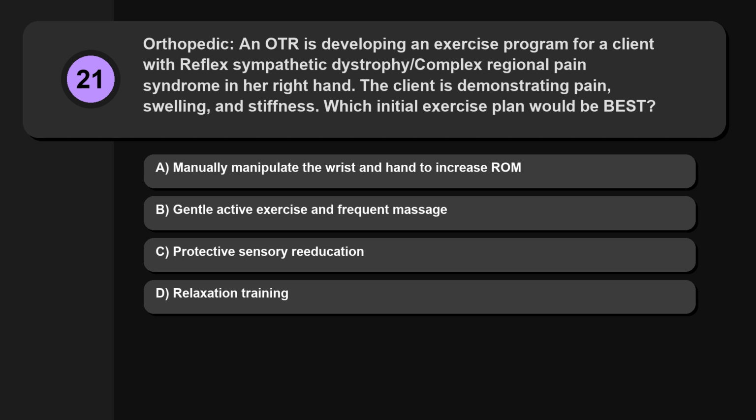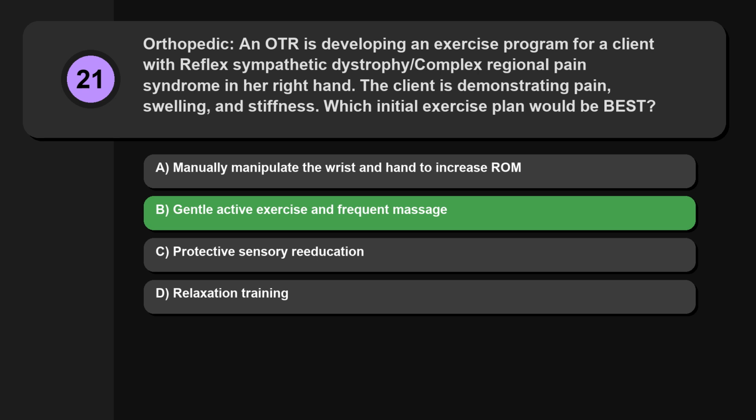The client is demonstrating pain, swelling, and stiffness. Which initial exercise plan would be best? Option A. Manually manipulate the wrist and hand to increase ROM. Option B. Gentle active exercise and frequent massage. Option C. Protective sensory re-education. Option D. Relaxation training. The correct answer is option B.